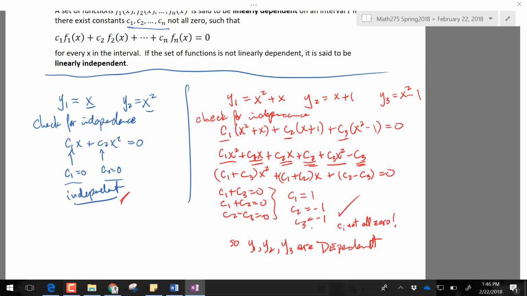So the question is, is there another way to do this? Well, I wouldn't ask that question if there weren't. So let's find out the other way of doing it, to figure out whether functions are independent or dependent without the definition. I'm afraid we're not going to get away from linear algebra.